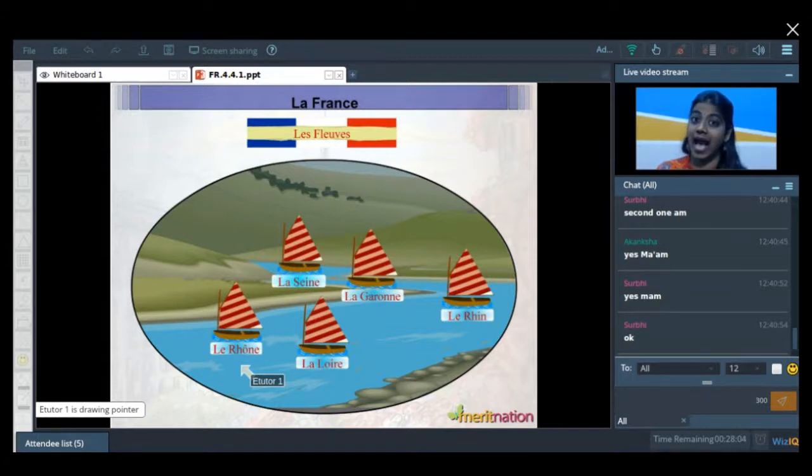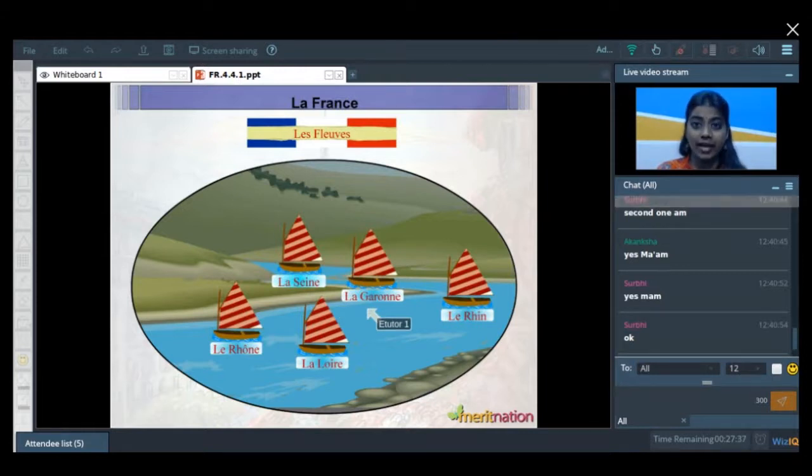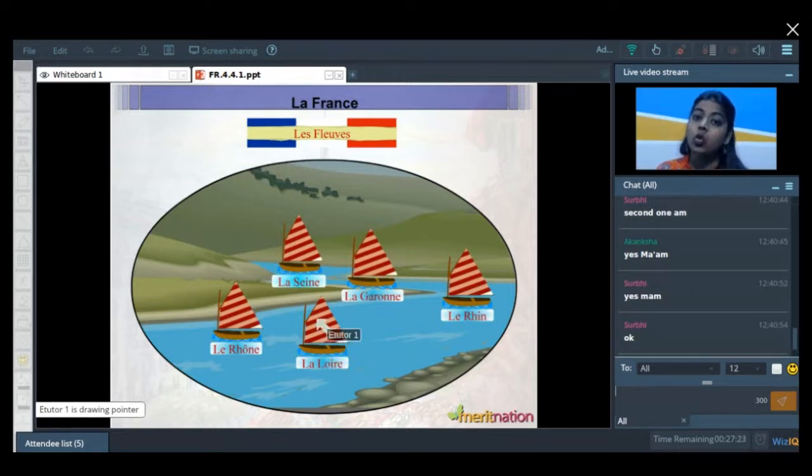Okay, here now we have the river names of France. And yes, these are some important rivers of France, huge rivers. That is why we call them le fleuve. The first is La Seine. Yes, Seine is a feminine river, so I have used la. La Garonne. Le Rhin. Le Rhône. La Loire. Okay, so here we have three feminine rivers and two masculine rivers.